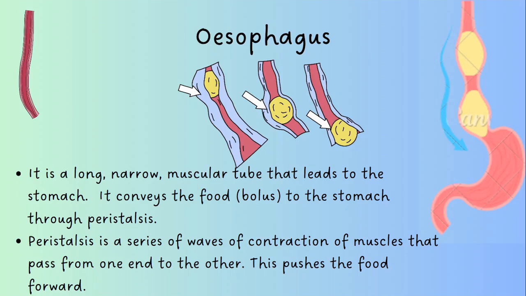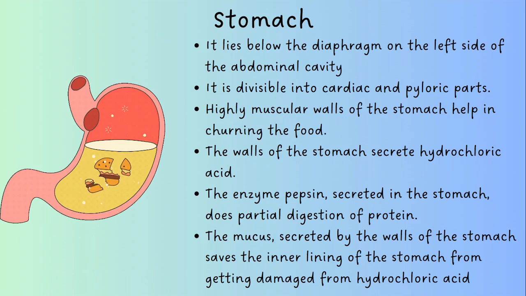So what is peristalsis movement? Peristalsis is a series of waves of contraction of muscles that pass from one end to the other, and this pushes the food forward and leads it to the stomach. This is a rhythmic contraction of muscles in the esophagus and the lining of muscles in the alimentary canal to push the food forward. Then the food ends up in the stomach.